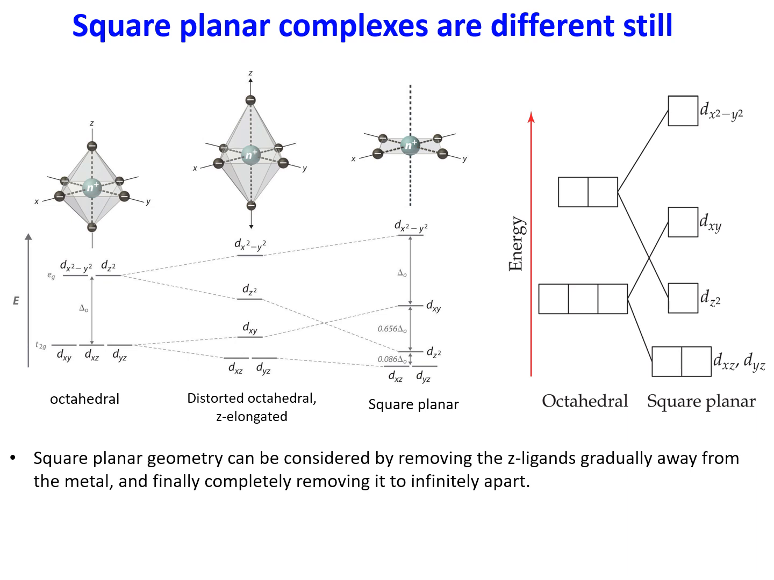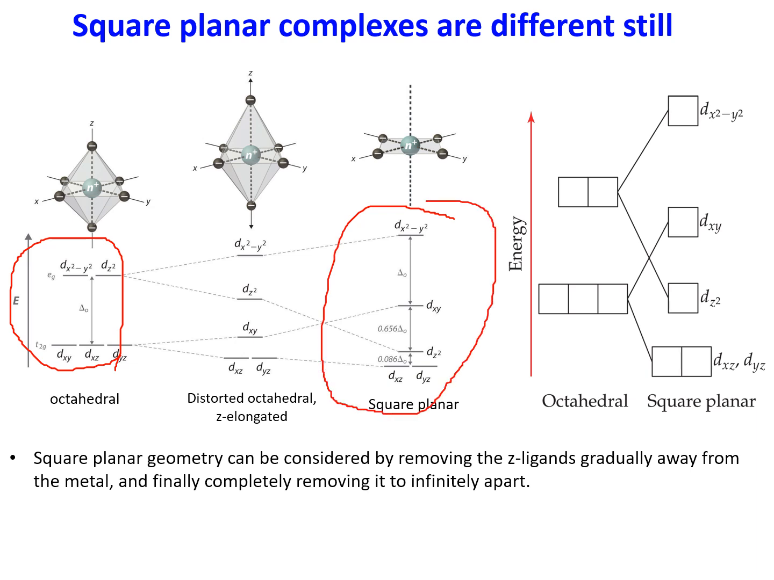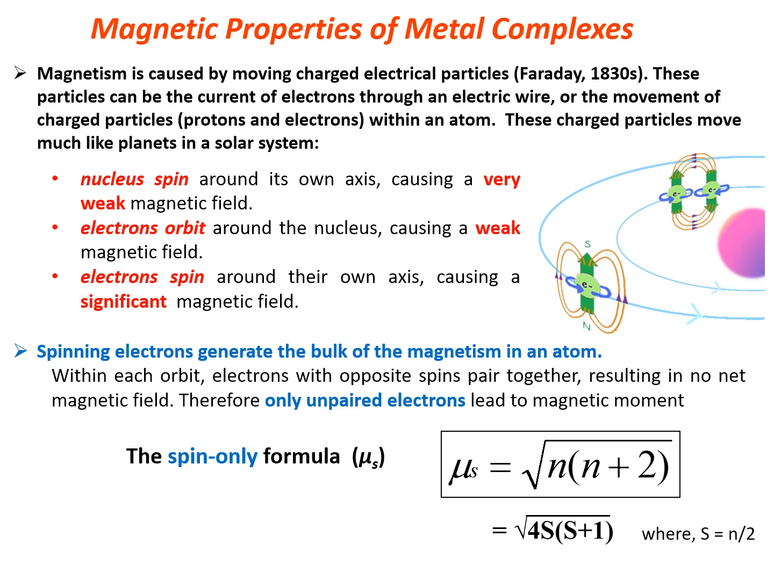Now let's discuss square planar and octahedral. If we see the t2g and eg levels like this, square planar complexes are usually like this. Now, about the magnetic properties of metal complexes.